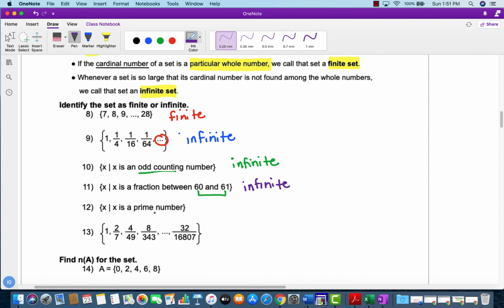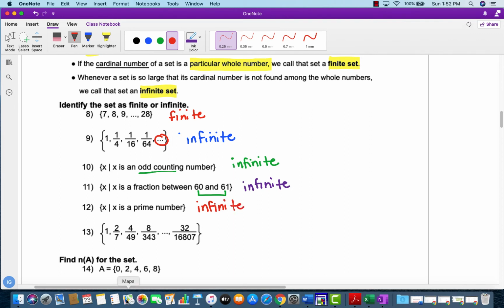X is a prime number. A prime number is a number that is only divisible by 1 and itself. So for example, 3, 5, 7, 11, 13, 17, and it keeps going forever and ever. So in this case, we have too many prime numbers. 2 is actually a prime number as well. That makes this set indefinite.